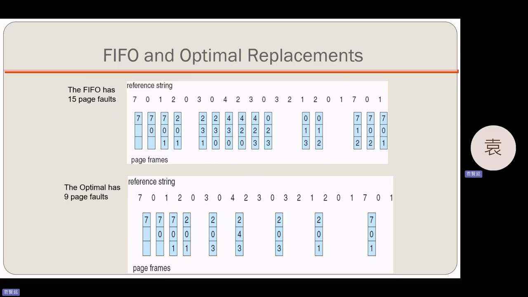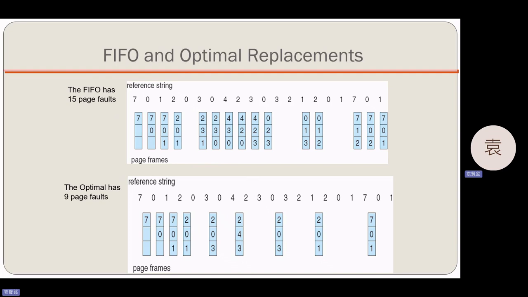Now let's look at this particular reference string, for first in first out compared with optimal scheduling. So here for first in first out with 3 frames, the physical frames will generate 15 page faults.